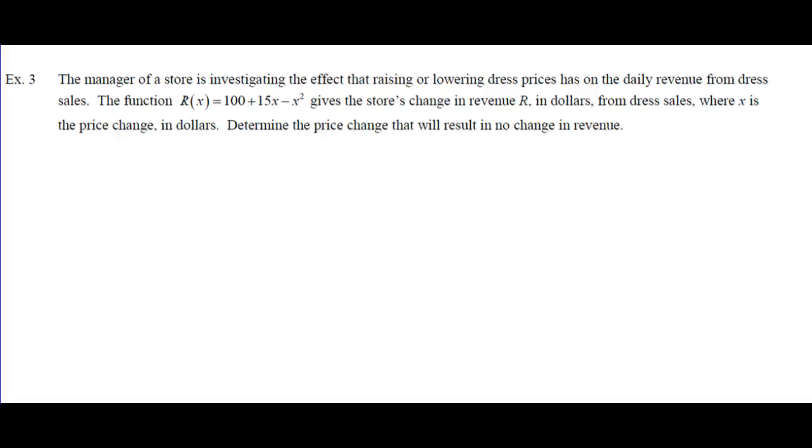A manager of a store is investigating the effect that raising or lowering dress prices has on the daily revenue. We've done those, right? Revenue questions, okay? So many revenue questions, so little time. Remember, Monday, first period in 302, right? Or 103.